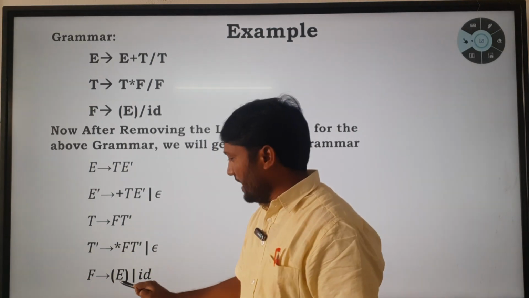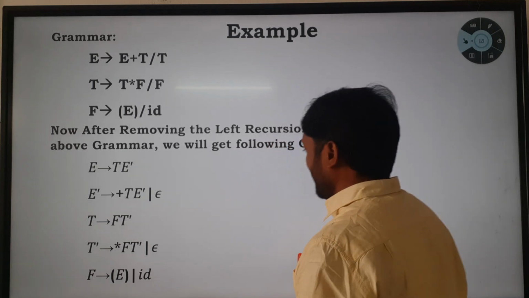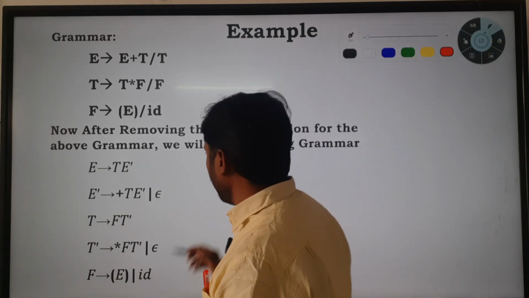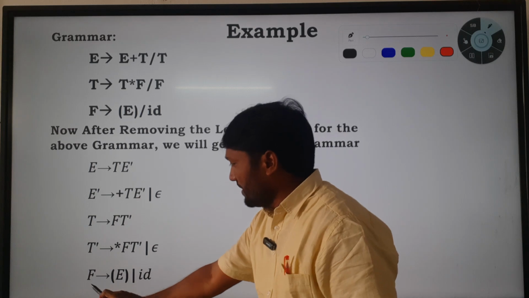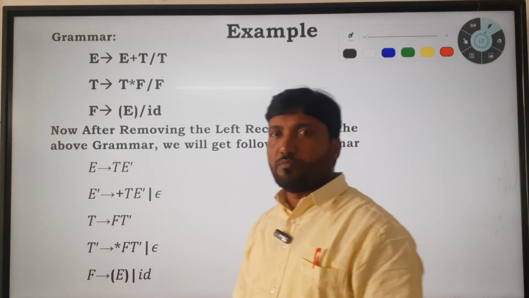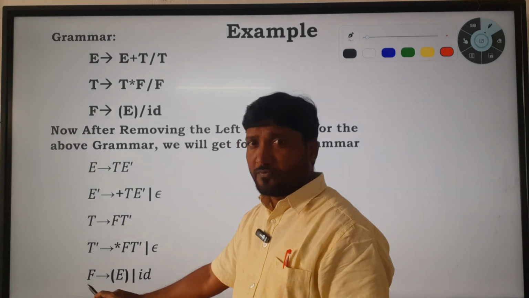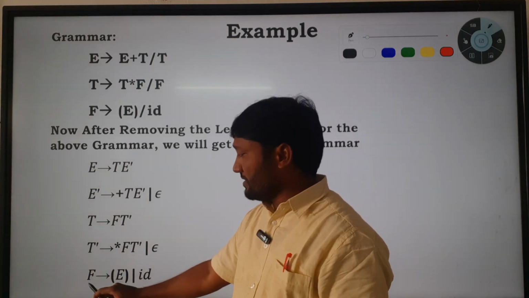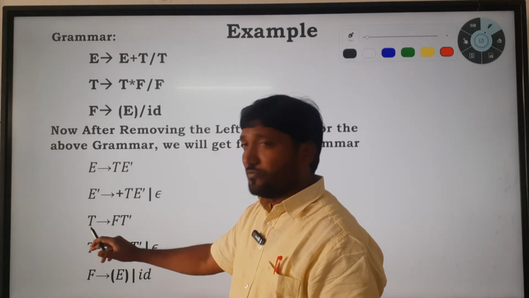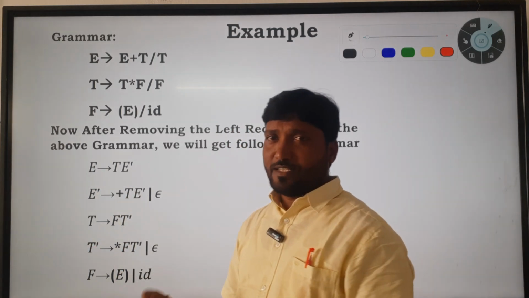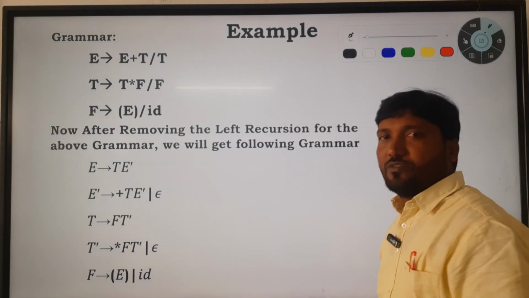First of F has terminal symbols. There are two productions, so first of F becomes open bracket and id. These two symbols can be considered as first of F. Since first of T equals first of F, this is called the first function.